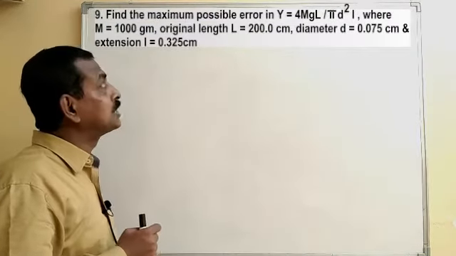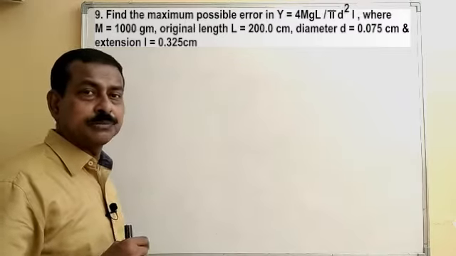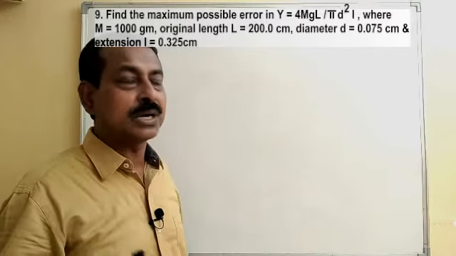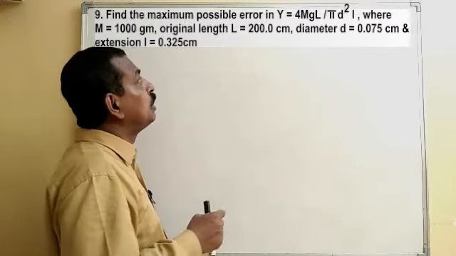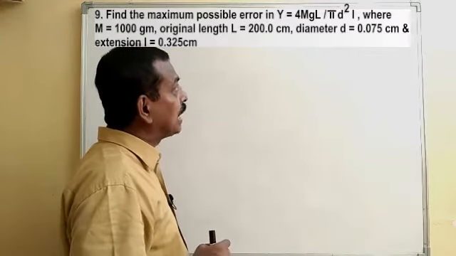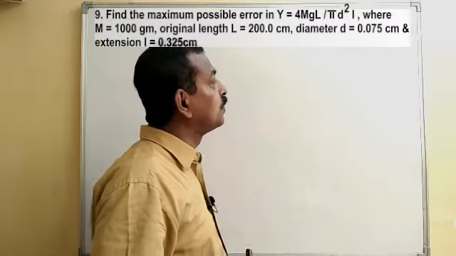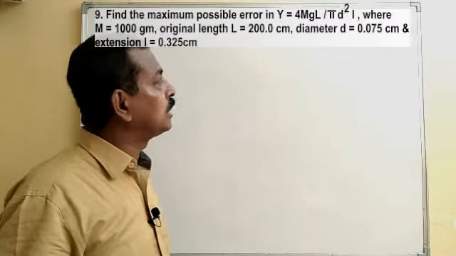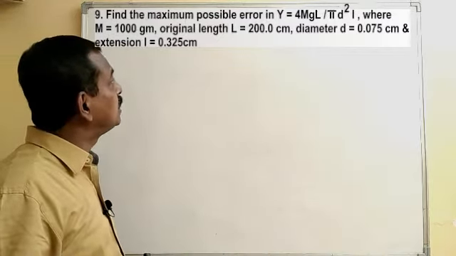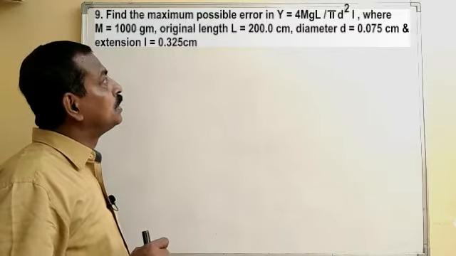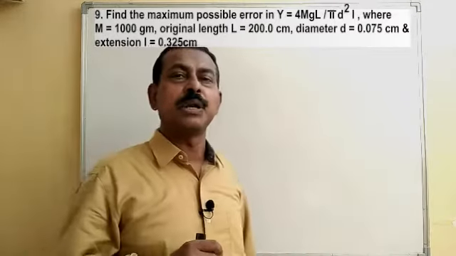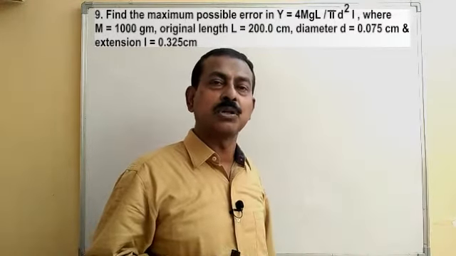Find the maximum possible error in capital Y, which we are using to represent Young's modulus. Basically it is Y equals 4MgL by pi d square small l, where M is 1000 gram, original length capital L is 200.0 centimeter, d is 0.075 centimeter and extension l is 0.325 centimeter. We have to find the maximum possible error in the measurement of Young's modulus of elasticity.